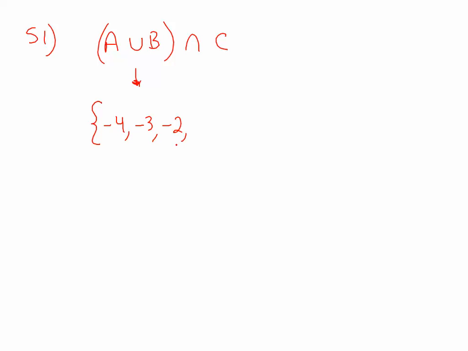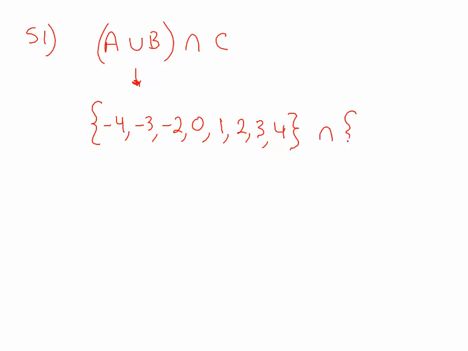Neither of them has -1, so I can't write that one down. But they both have 0, so I could write down 0. B has a 1. Both of them have 2's. B has a 3. And both of them have 4. So there's the union of A and B.